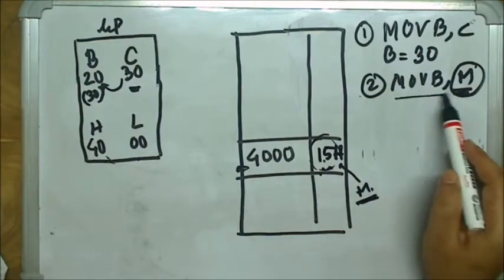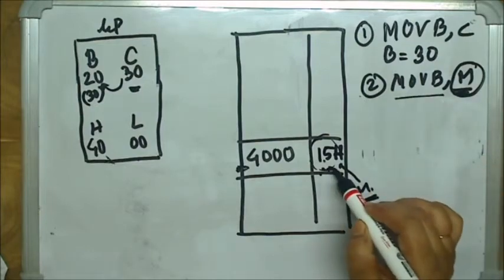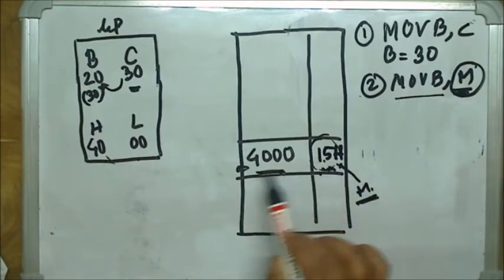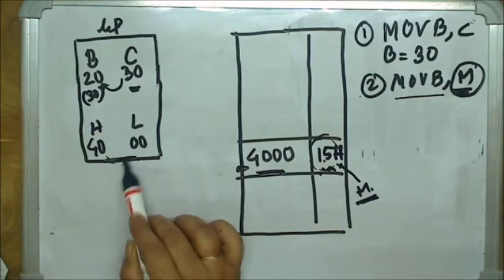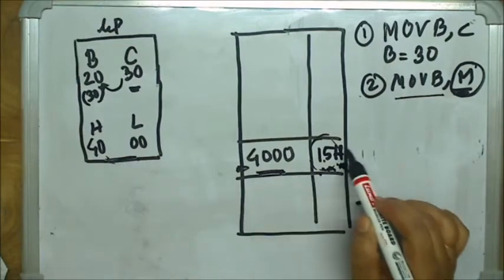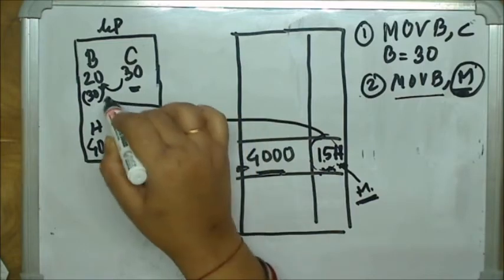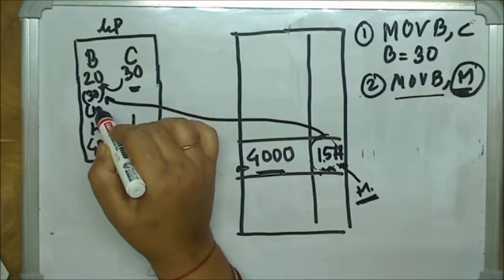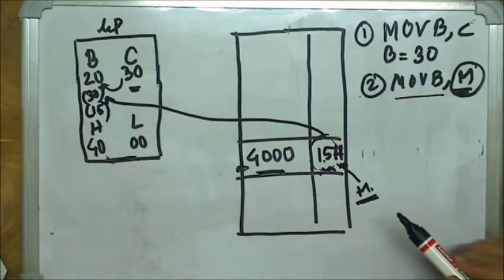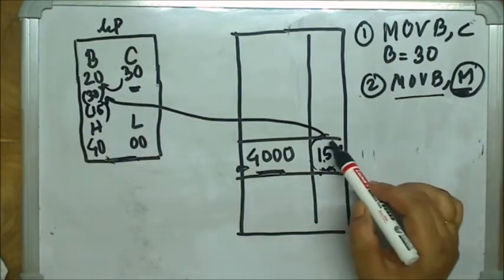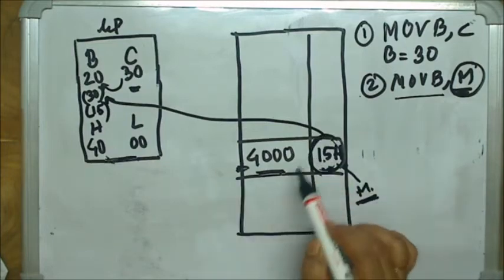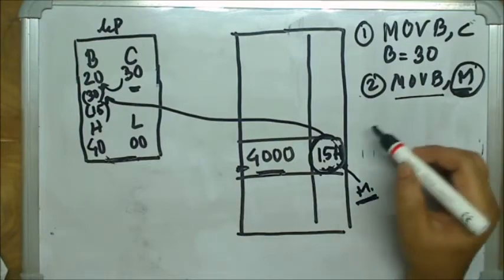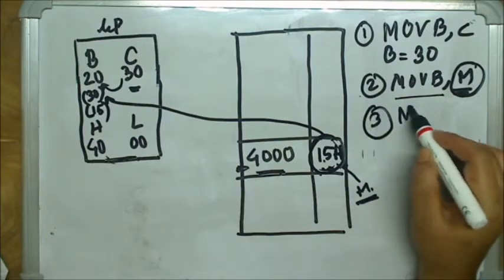Now as soon as you write move B comma M, what is M? The 15H data, because it is stored in the memory location whose address is given by HL pair. So this data will act as M, and it will go to register B. Previously register B was 30H, now it will be 15H. Clear? Move B comma M: whatever data was stored in the memory location pointed by HL pair will go to register B. Clear?